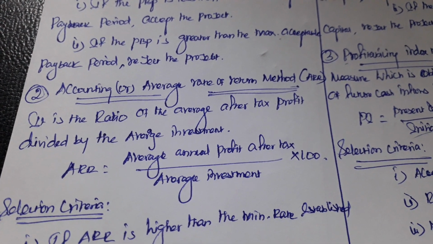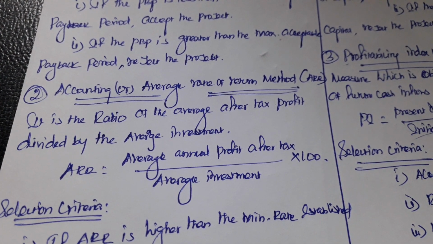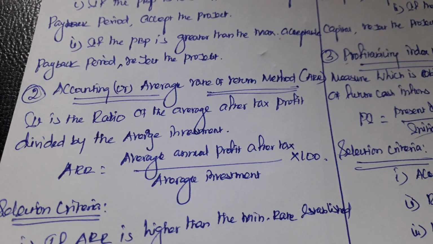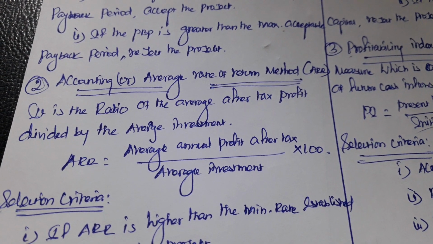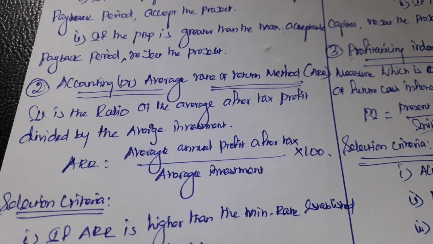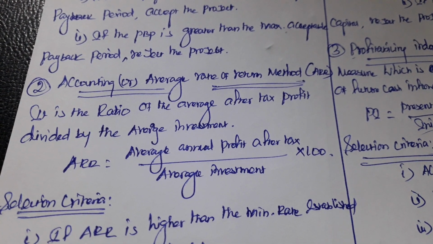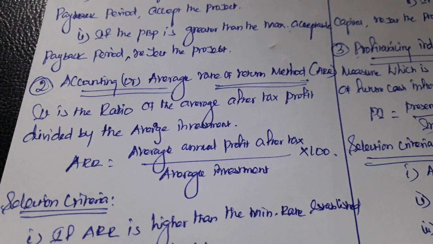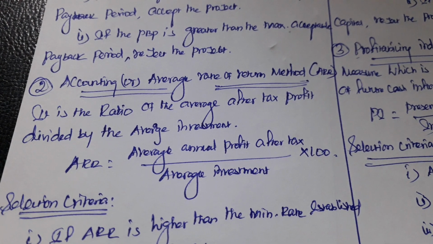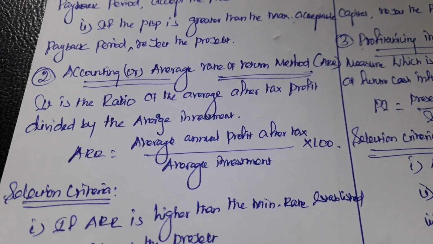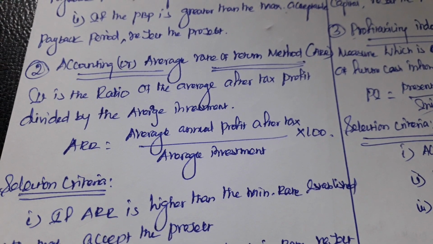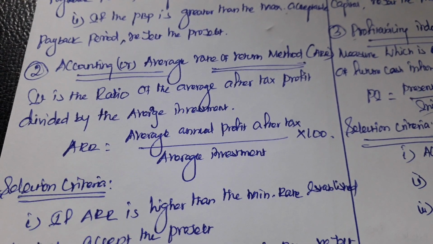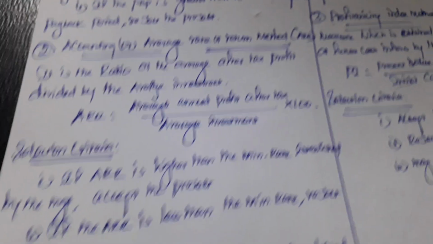Next is the accounting or average rate of return method, shortly called ARR. It is the ratio of average after-tax profit divided by the average investment. ARR is actually a ratio of the average profit after paying the tax. If we divide that by the average investment, we can get ARR. So to find out ARR, we have the formula: ARR equals average annual profit after tax divided by average investment, into 100.